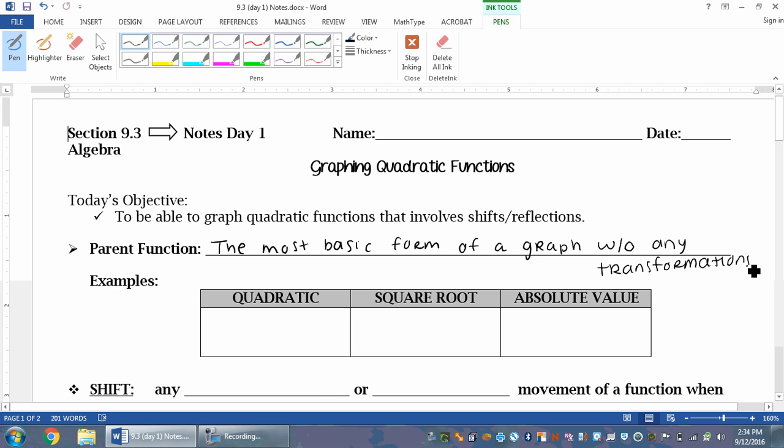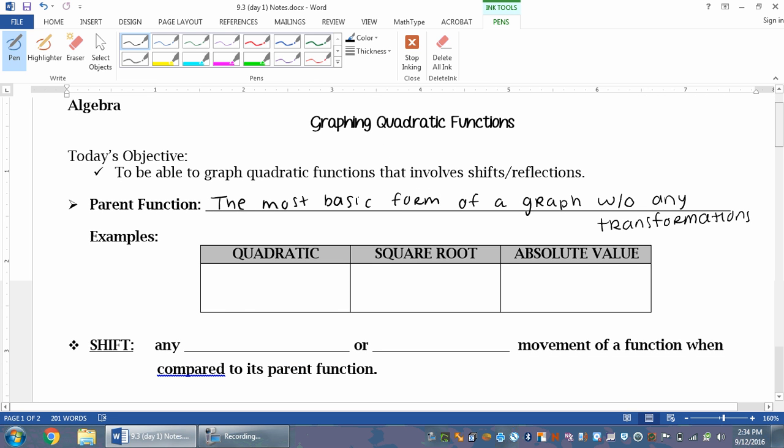Basically, without any transformations, meaning I don't move left or right at all or up and down, I start at the origin. And in this chapter, we're going to work with three parent functions. The first parent function is y is equal to x squared. If I were to graph y equals x squared, my vertex would be at 0, 0.